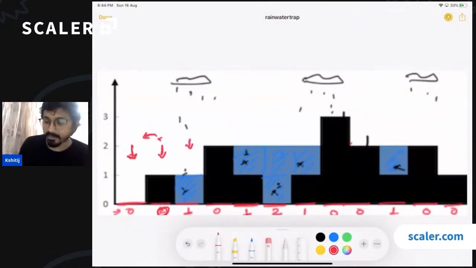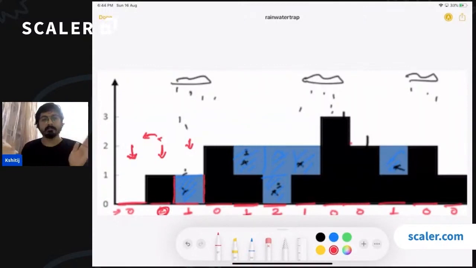When we come to this bar, it has got a size of 0, but it is able to trap a water column of height 1. Simple reason being, it has got something on the left and something on the right as well. So now this is forming a complete vessel, right? So it can hold a water column of size 1.